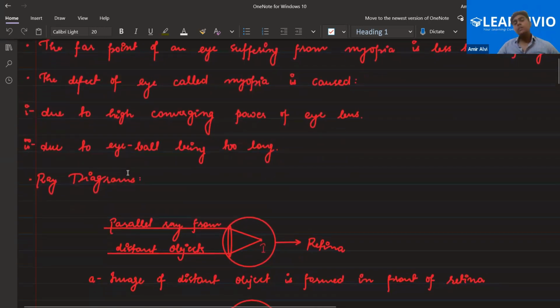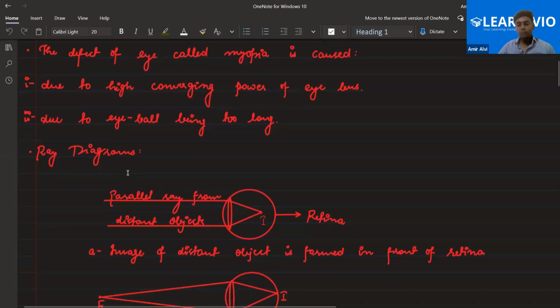The next cause is the eyeball being too long. As you can see, sometimes the eyeball becomes elongated, a little bit oval in shape. That's why the rays are not converged at the retina. Clear, everyone? Any doubt so far to anyone? Sure, that's great.